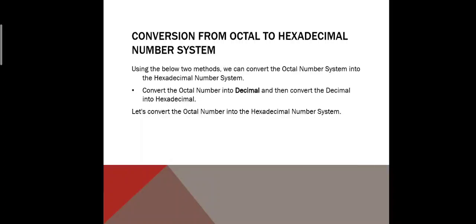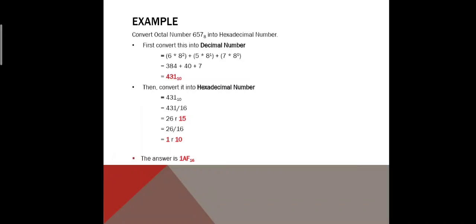Using the below methods, we can convert the octal number system into the hexadecimal number system. Convert the octal number into decimal and convert the decimal into hexadecimal. So, ang ginamit ko dito is ang indirect method. So, in example is convert octal number 657 base 8 into hexadecimal number. So, yun nga, indirect method. So, i-convert muna natin siya into decimal.